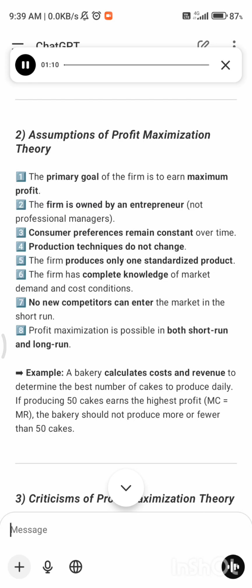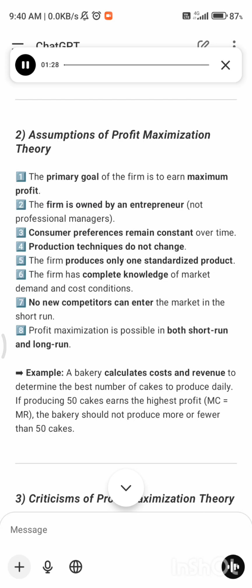5. The firm produces only one standardized product. 6. The firm has complete knowledge of market demand and cost conditions. 7. No new competitors can enter the market in the short run. 8. Profit maximization is possible in both short run and long run.